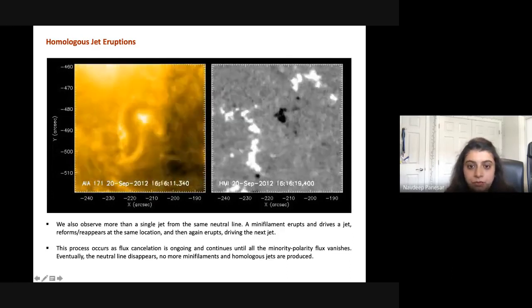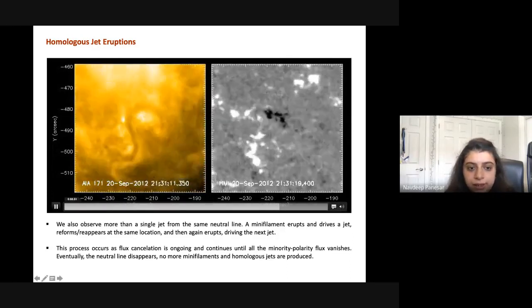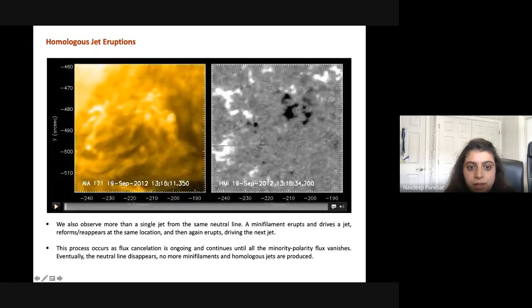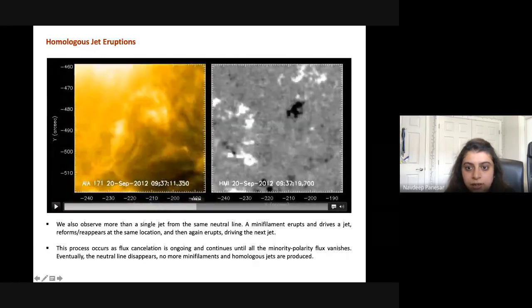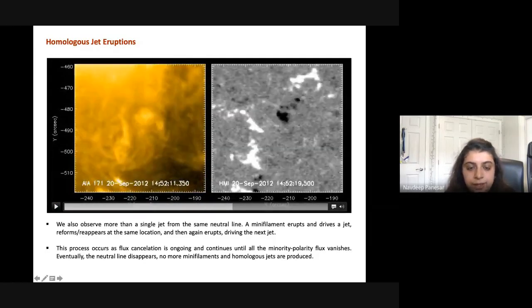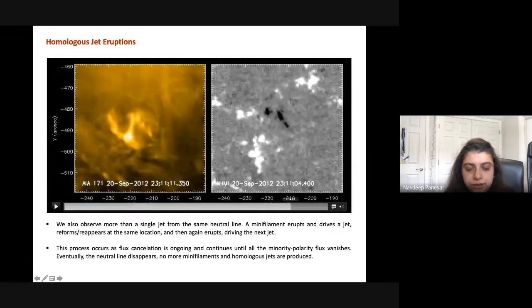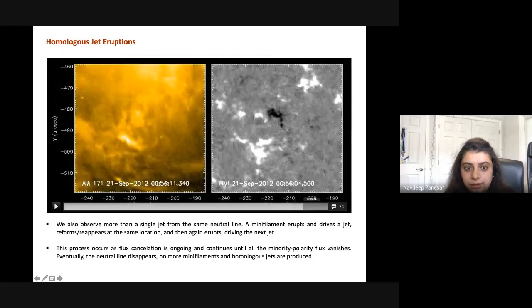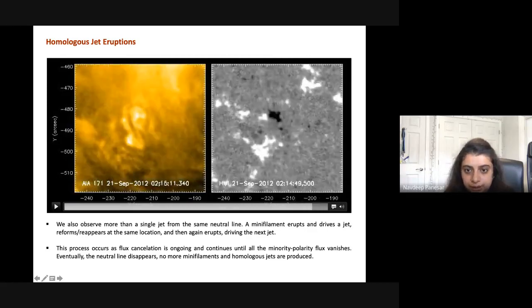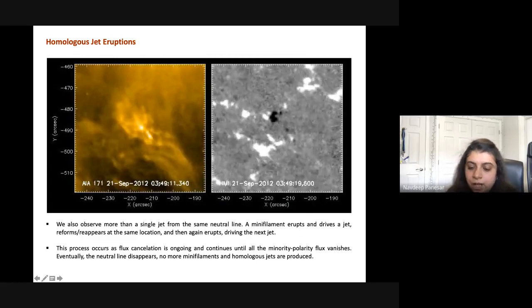For example, in this movie, we can see, initially, okay, let me stop. Initially, there is no filament at this location. As soon as flux starts to cancel, there are some weak flux grains that cancel, and it leads to the formation of this sigmoid-shaped small filament. And further cancellation triggers the first eruption, and then flux still continues to cancel, and then a mini filament appears at the neutral line, and then again it erupts. So this we observed in, I think, 3 or 4 examples out of 10.